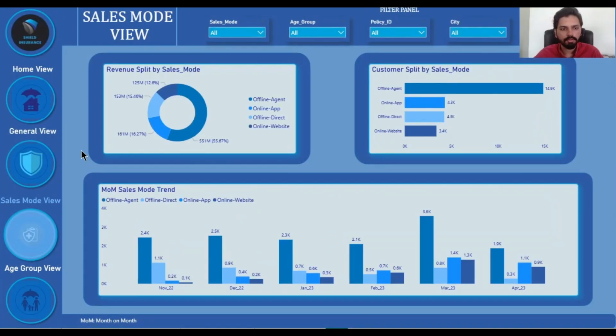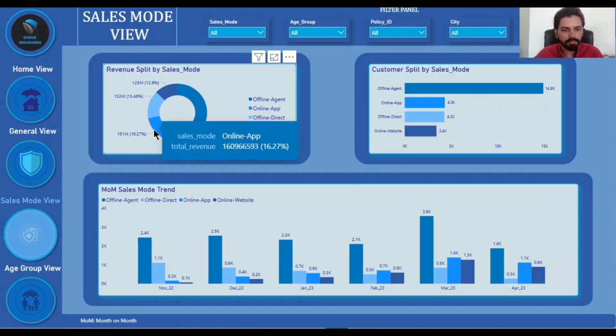So this is the sales mode view, and on top we have the same filters. First let's understand the revenue split on the basis of sales mode. Based on this, we can clearly see that offline agent is the highest revenue generator. Almost 55% of our revenue is coming from offline agents, followed by 16% from the Shield Insurance online app. So these two are the main revenue generators in terms of sales mode for the company.